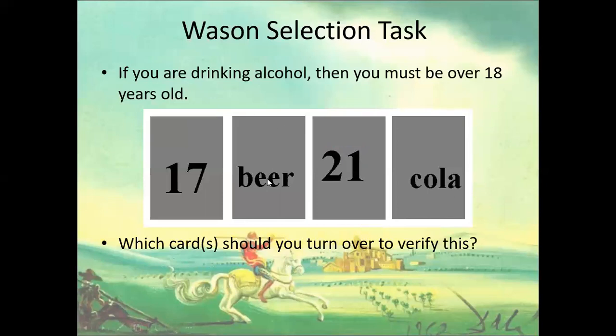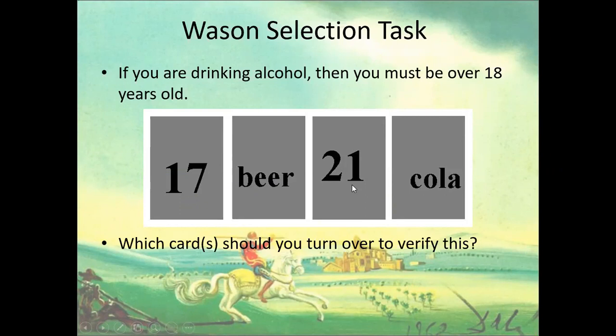So if you change the logic around, then it makes a bit more sense. I have to start wrapping this up. Okay. So if you say, which cards would you overturn? You go into a house party and you're a police officer, you want to verify that this rule holds. If you are drinking alcohol, you must be over 18 years old. What would you verify?